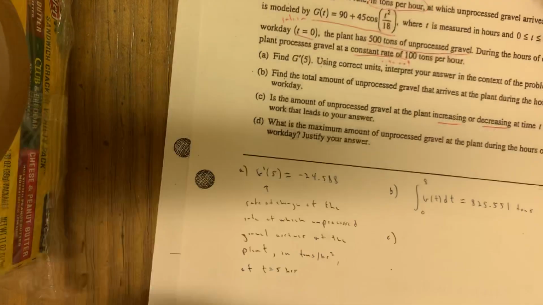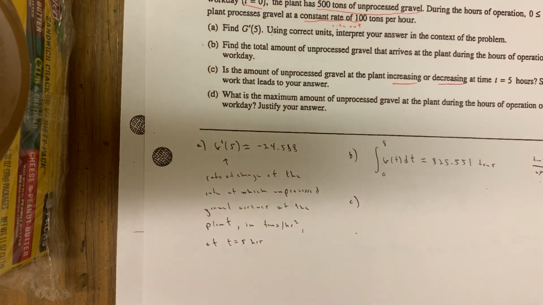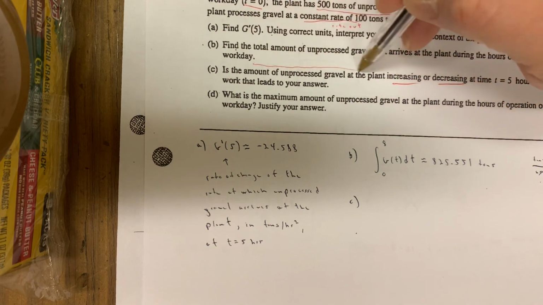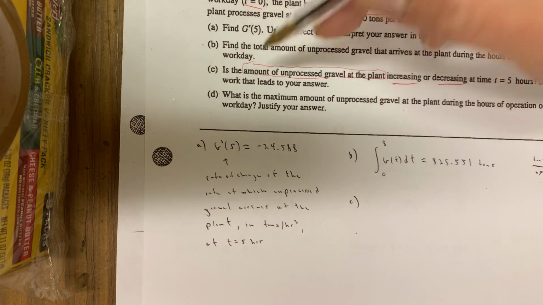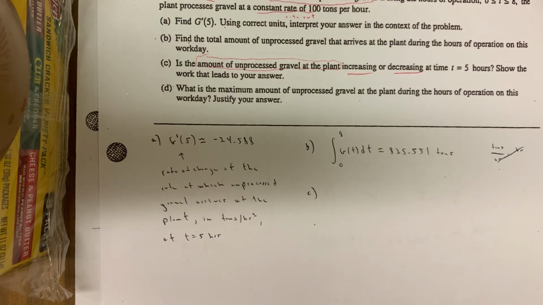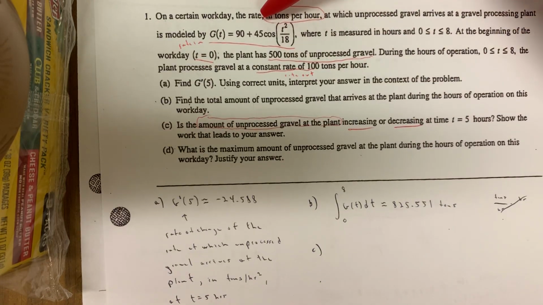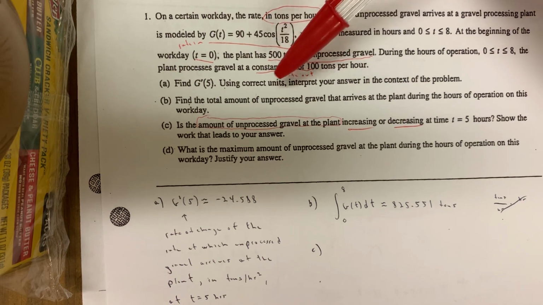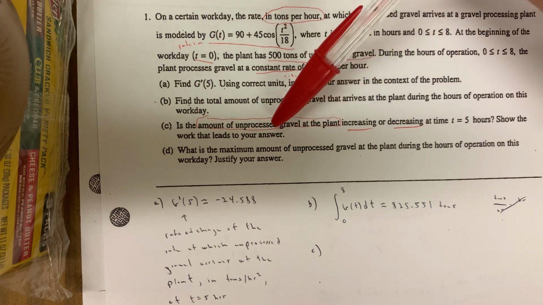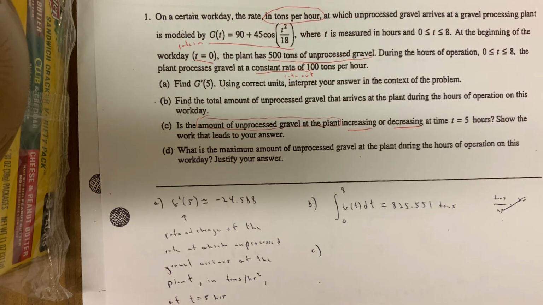It's the first derivative test. You want to take the derivative of the function that represents the amount of unprocessed gravel at the plant, because we want to know if that's the thing that's increasing or decreasing. They never give you the function that represents the amount of unprocessed gravel. They just give you the rate at which the gravel comes in and the rate at which the gravel comes out. Now remember, you want the rate of change of the amount of gravel in the plant, the derivative of the function that represents the amount of gravel in the plant, which you can come up with if you want to.